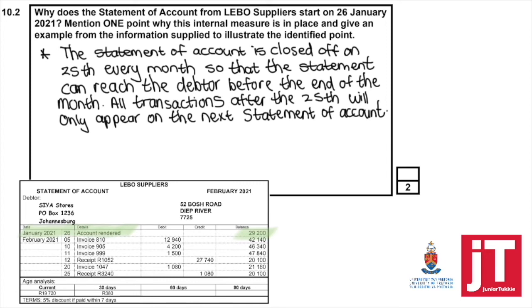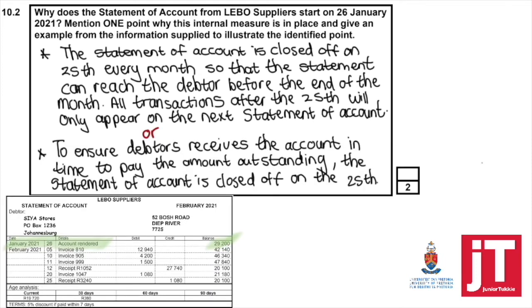Remember, we don't want to send our customer a statement only on the 30th and then expect them to pay us on the 30th or on the 1st. We need to send them statements early enough so that they know exactly what is the outstanding balance and they need to make the payments before the end of the month or at the end of the month. Or we can say to ensure debtors receive the account in time to pay the amount outstanding. The statement of account is closed off on the 25th.